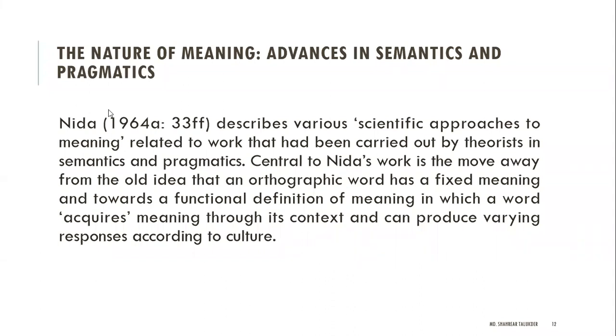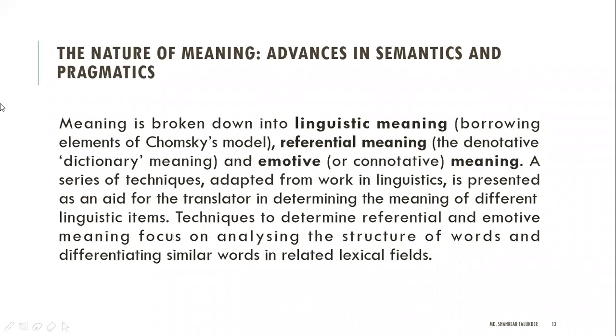Okay. Now, I hope you have understood how words depend on culture and context. Now, in the next slide, you can see meaning is broken down into linguistic meaning, for example borrowing elements of Chomsky's model, and also referential meaning, that is the denotative or dictionary meaning, and emotive or connotative meaning. So earlier it was talking about context and culture, that was very pragmatic. And here, it's based on semantics. You see how a word will have its meaning.